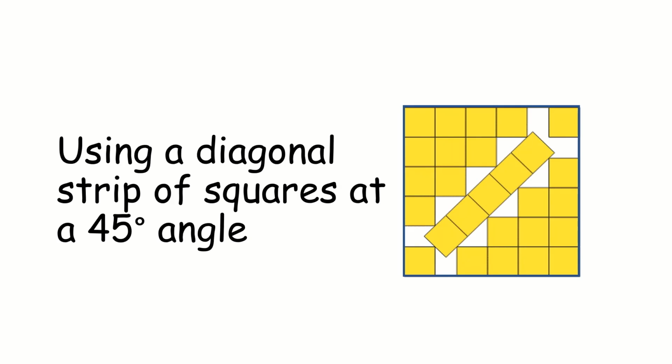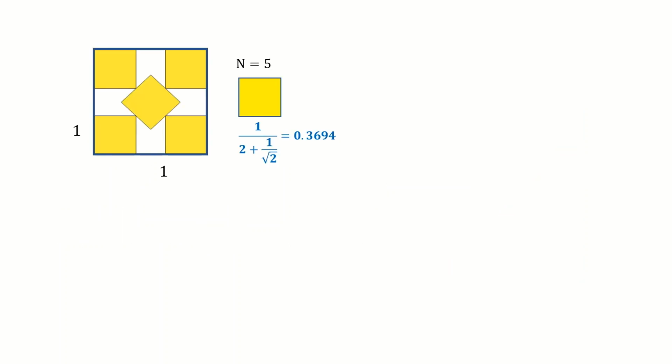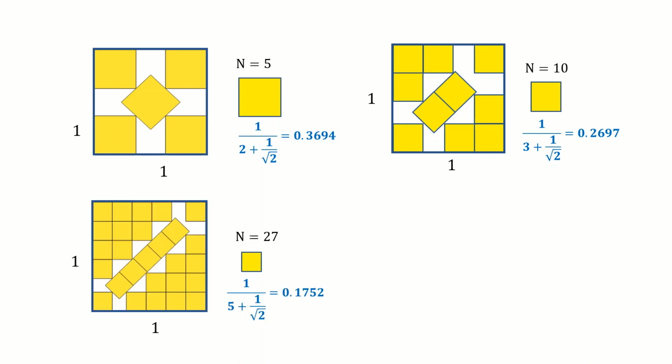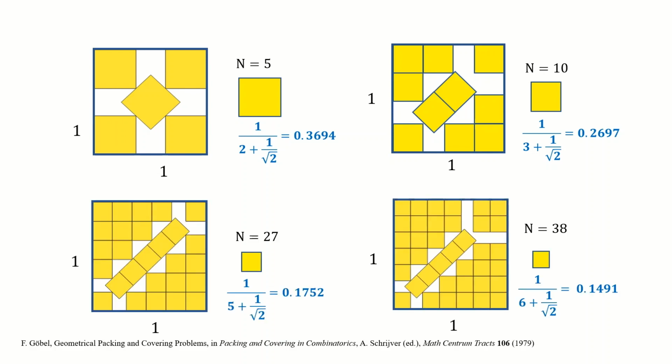But how do you solve this problem? The first way to do it is to use a diagonal strip of squares at a 45-degree angle. The first example is what you already saw, the case for 5 tiles, and as you can see, the one in the center is rotated. The other examples are 10 tiles, like this, or 27 tiles, 38 tiles. These are the best solutions we know so far.